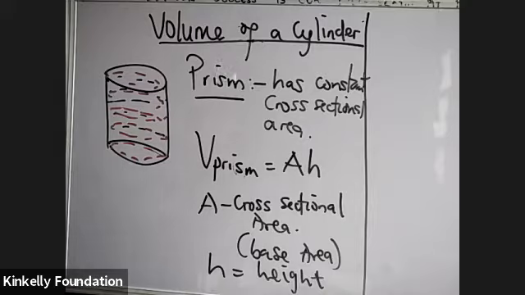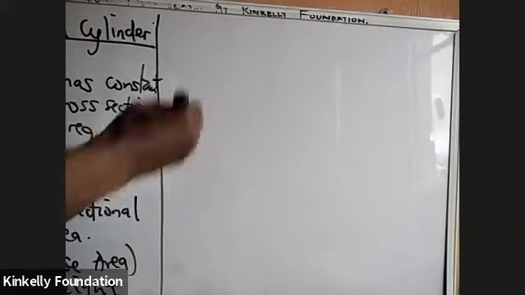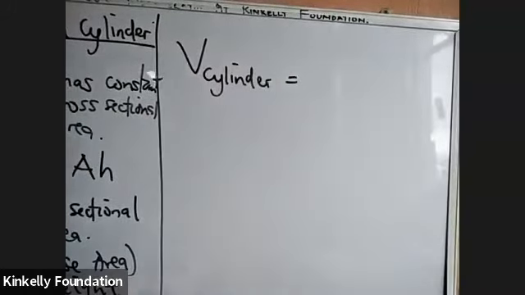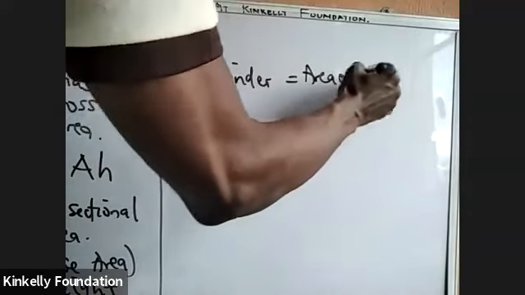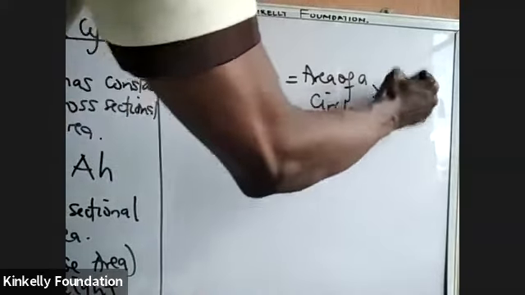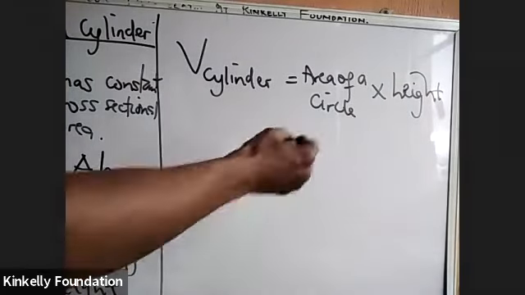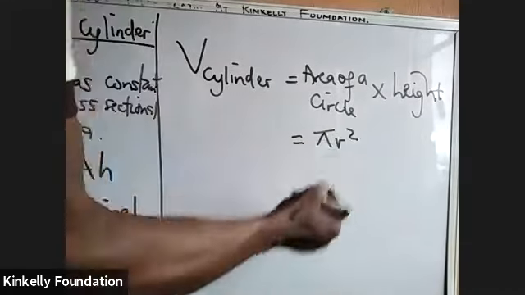Now, when you consider the cylinder as a prism, let us quickly look into the volume of the cylinder. Consider the cylinder as a prism. Then the volume of a cylinder is equal to the cross-sectional area, and the cross-sectional area of a cylinder is a circle, which is the area of a circle, times the height. This is pi r squared times h.